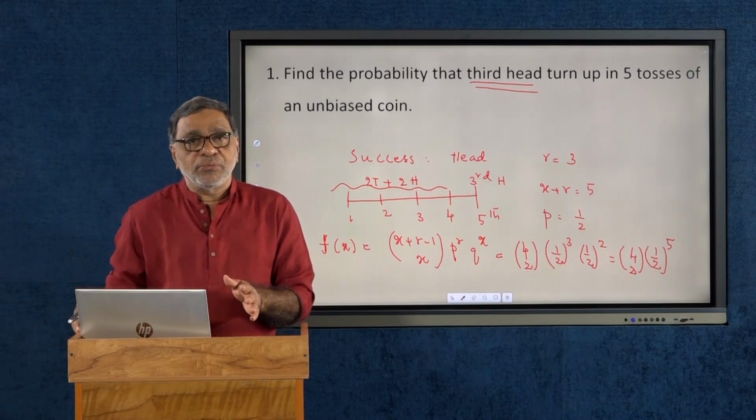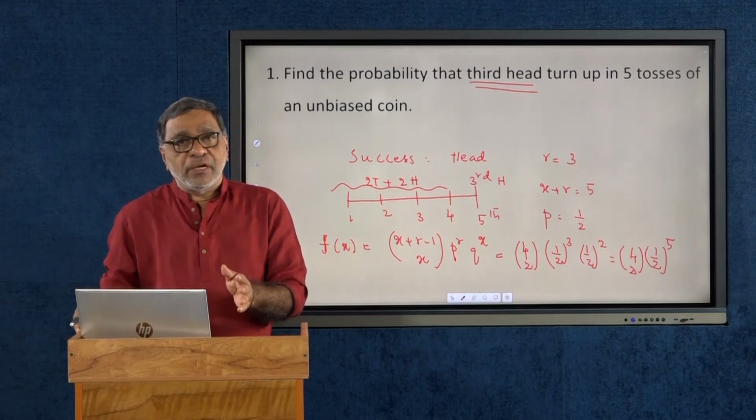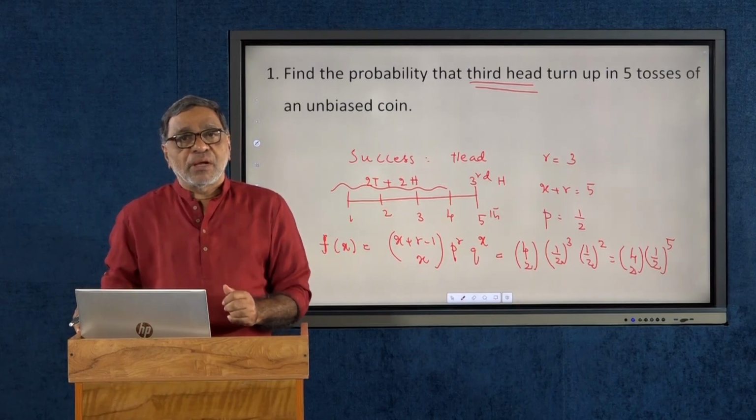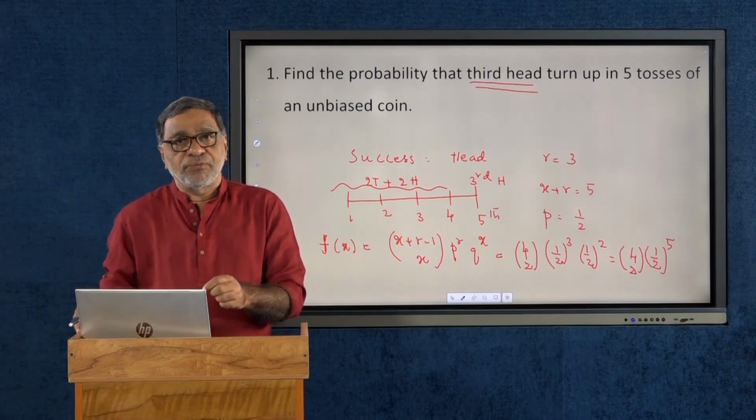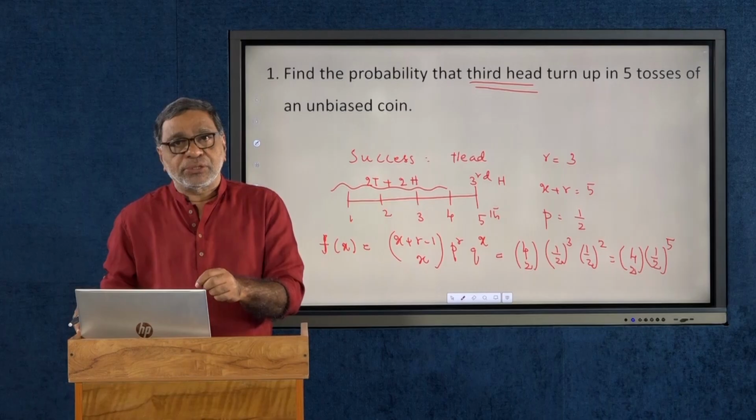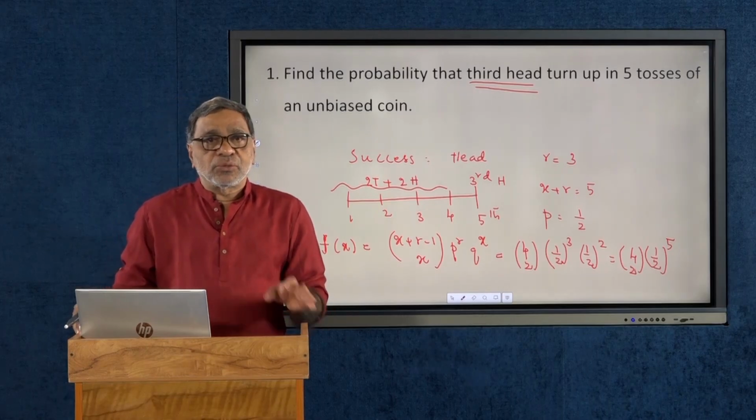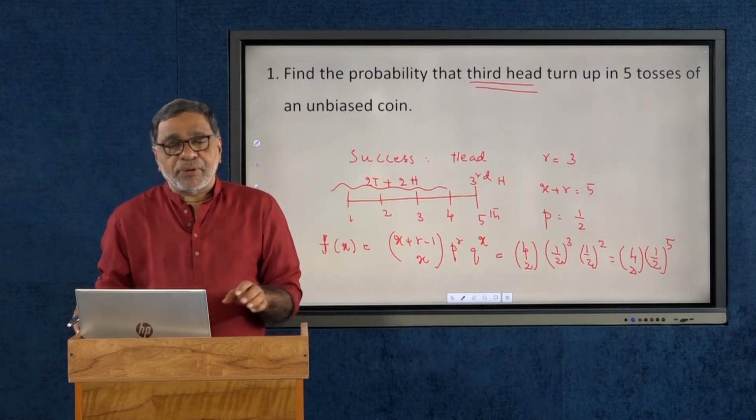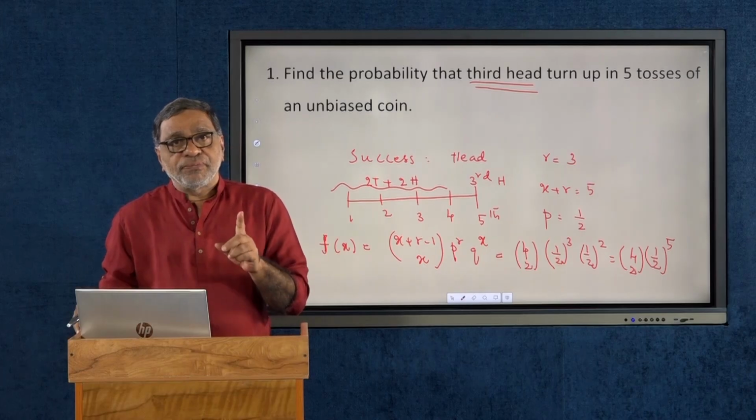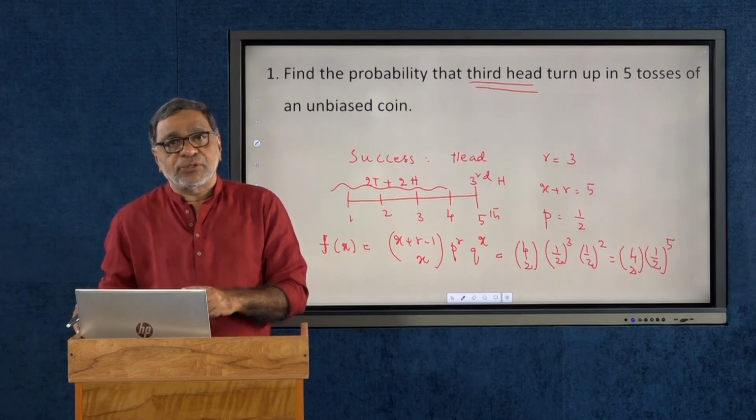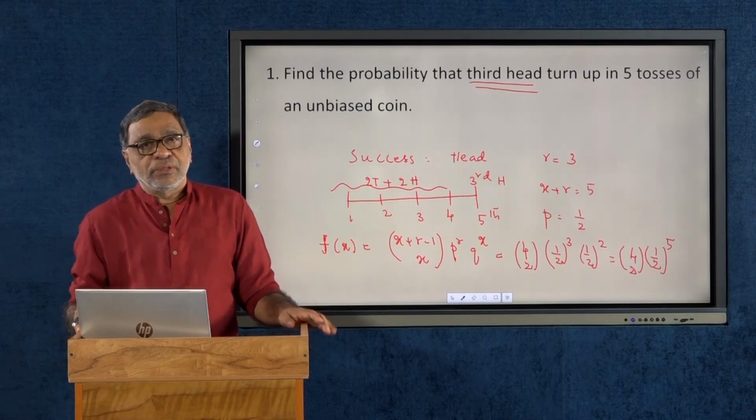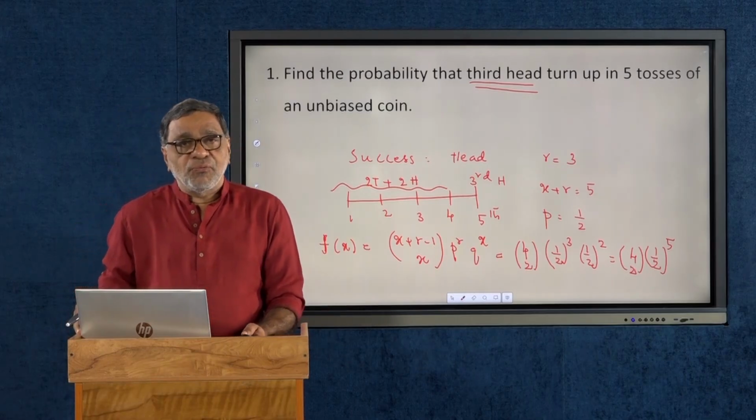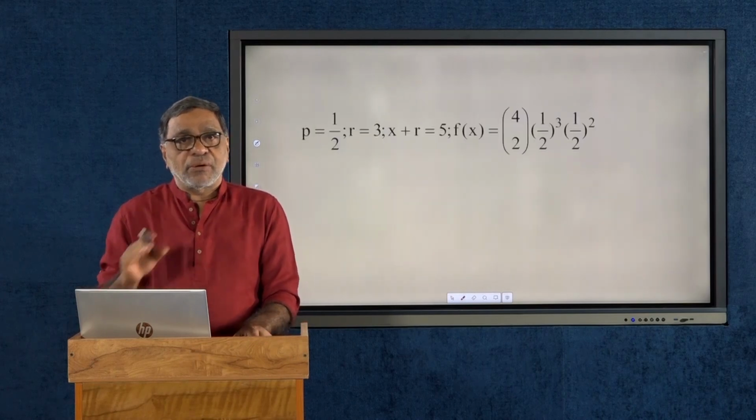What is negative binomial? We are performing a Bernoulli sequence until r successes are obtained in a Bernoulli sequence of independent trials with a probability of success P. So this is the situation. What is the probability value of the third head turning up in the fifth toss? It is 4C2 (1/2)^5. So this is a simple example where we are applying the negative binomial distribution.